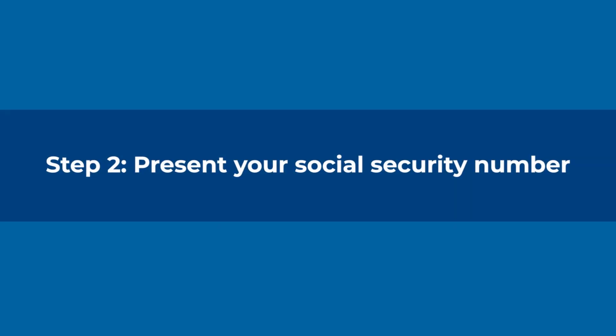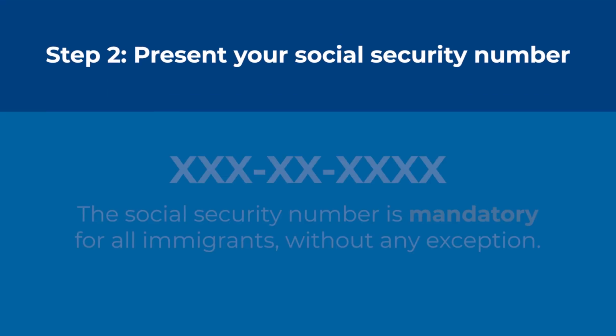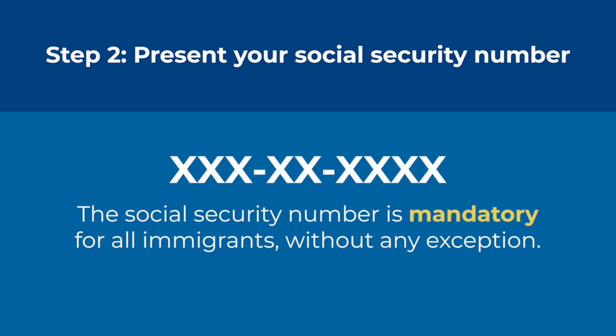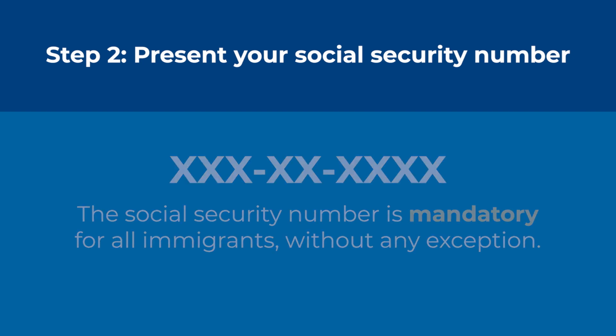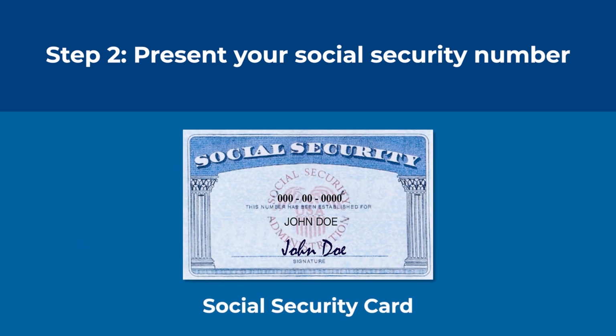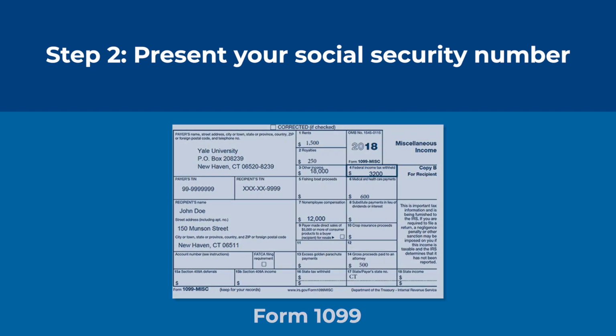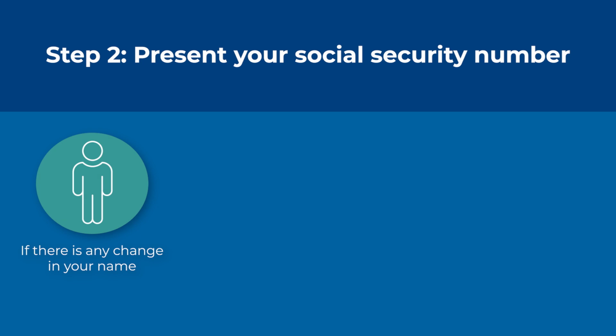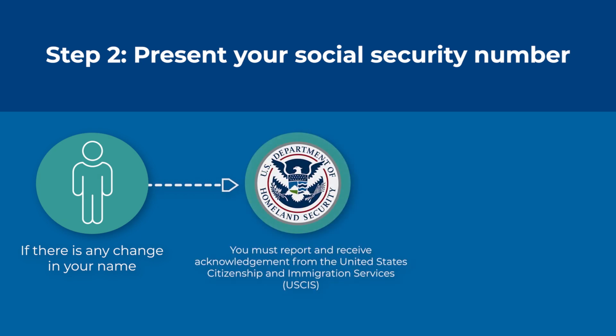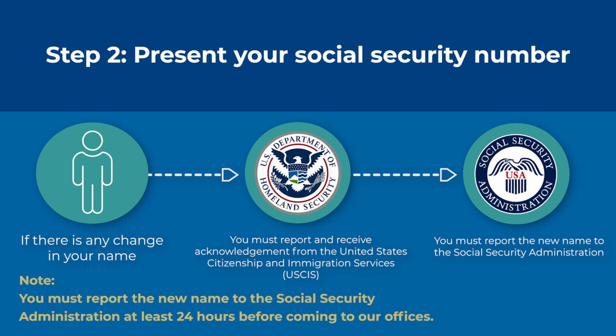Step 2. Present your Social Security number. The Social Security number is mandatory for all immigrants without any exception. The acceptable documents to prove your Social Security number are as follows: Social Security card, Form W-2, or Form 1099. If there is any change in your name, you must report and receive acknowledgement from the USCIS. In addition, you must report the new name to the Social Security Administration at least 24 hours before coming to our offices.